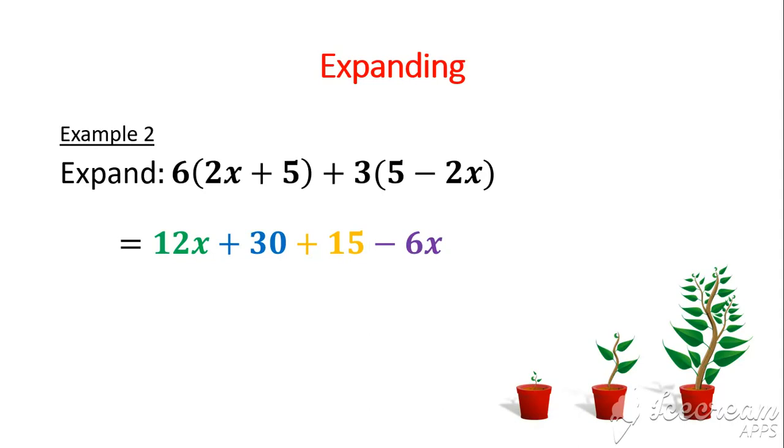Now we need to simplify it. We look for like terms, 12x subtract 6x leaves us with 6x, and positive 30 plus another 15 gives us positive 45 or plus 45.